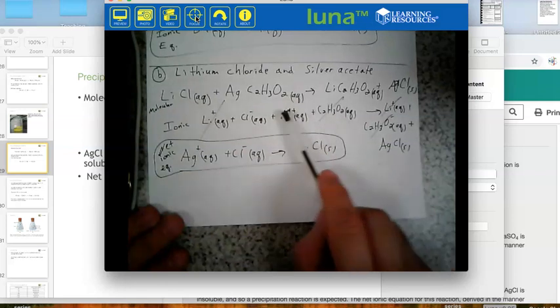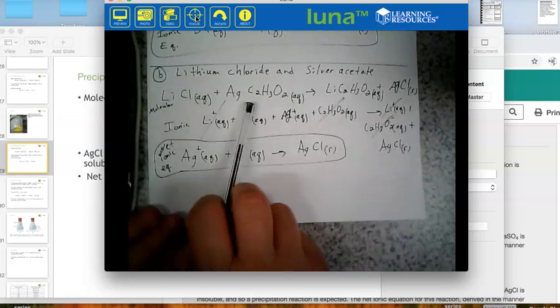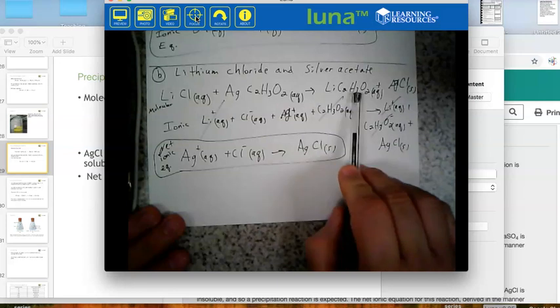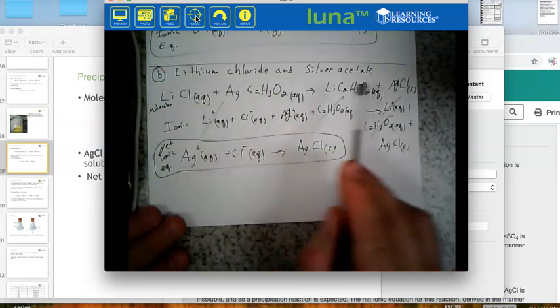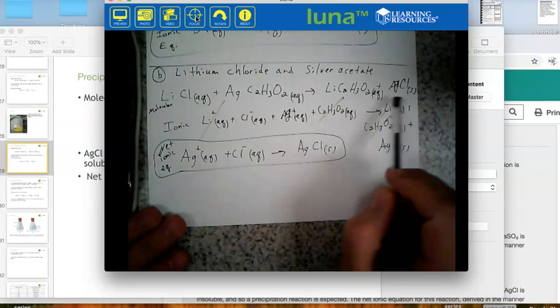And so when we react these guys to predict products, lithium's going to react with acetate, so we're going to get lithium acetate. Lithium's +1, acetate's -1. Silver is going to react with chlorine to form silver 1 chloride, so AgCl. And then we have to predict the states of matter.